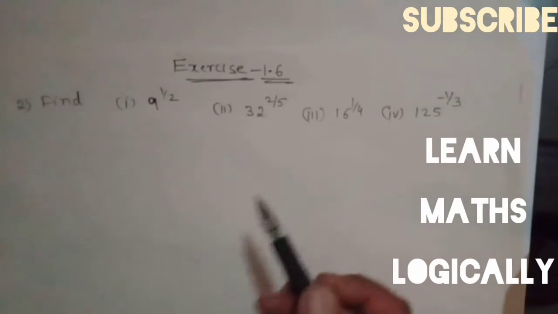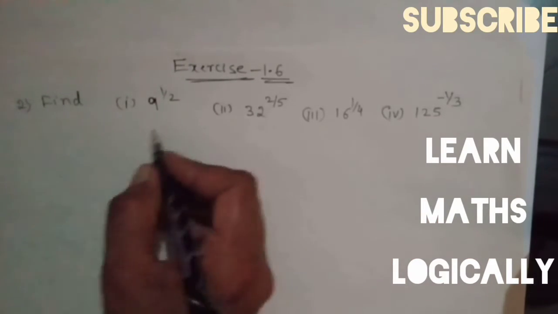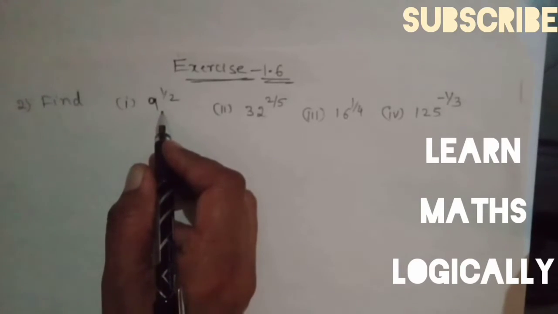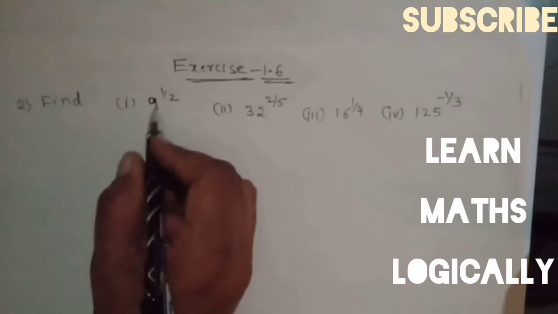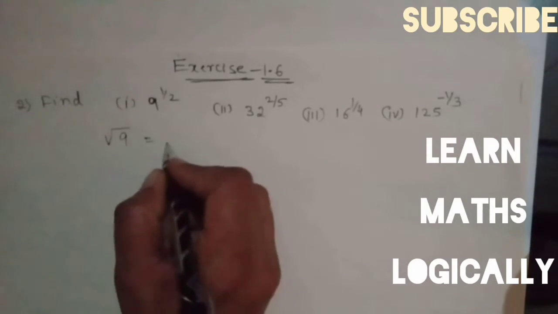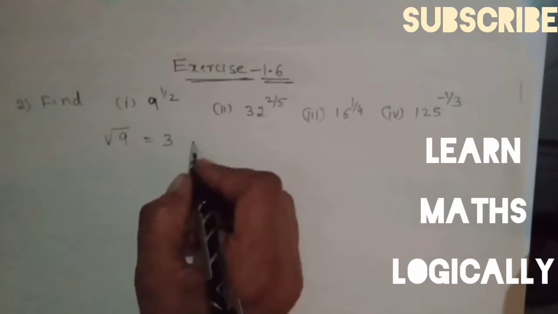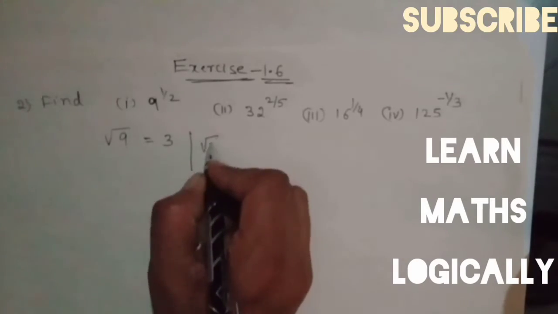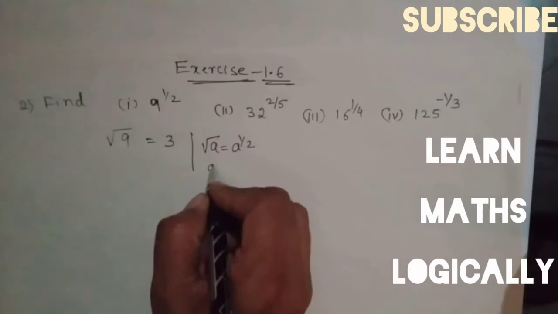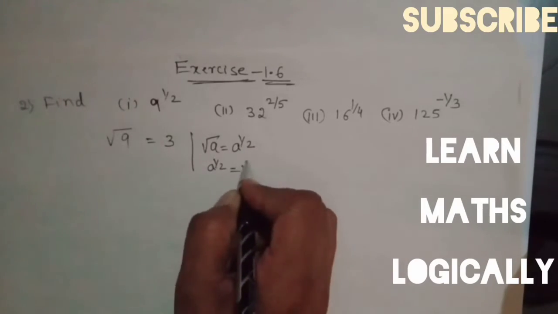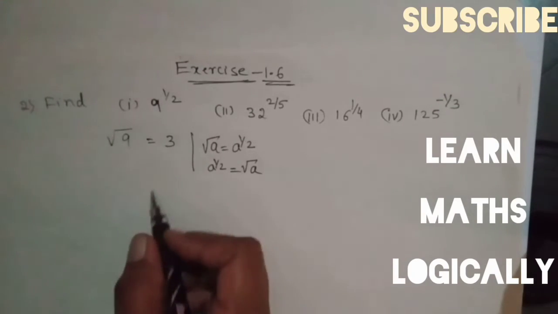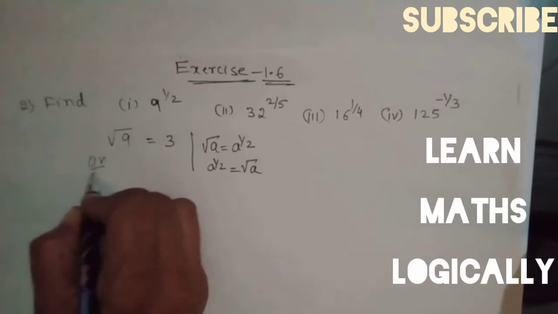They are very simple. The first one is 9 raised to 1 by 2. As I explained in the previous question also, we can solve this in two ways. 9 raised to 1 by 2 is nothing but square root of 9, which is equal to 3. As I explained yesterday, square root of a is the same as a raised to 1 by 2, or if you have a raised to 1 by 2, you can write it as square root of a. So in that way you are going to get this, or you can go this way also.